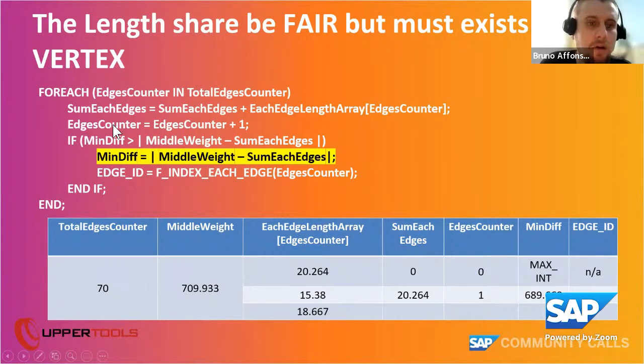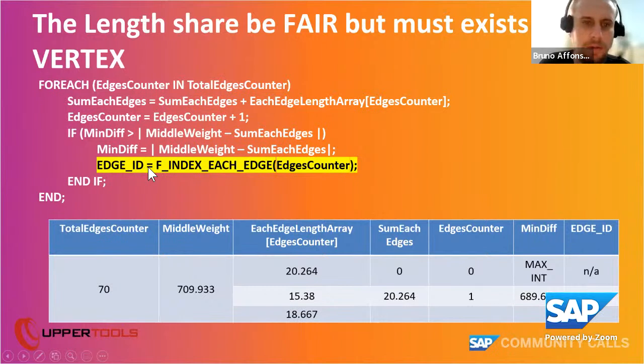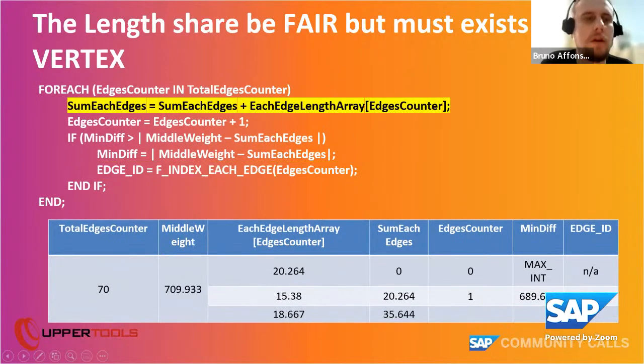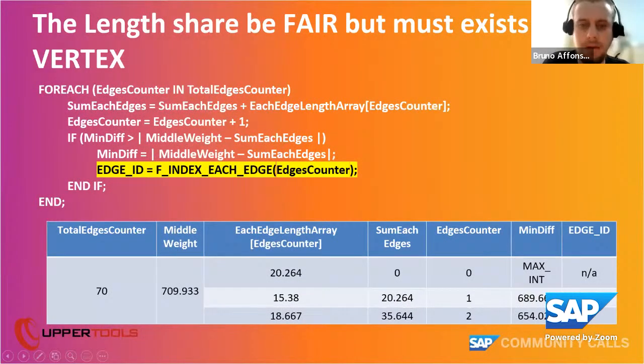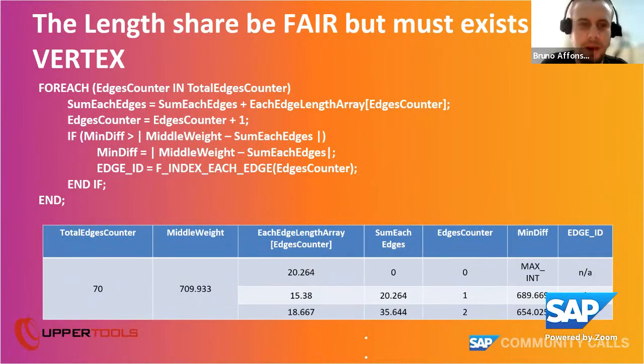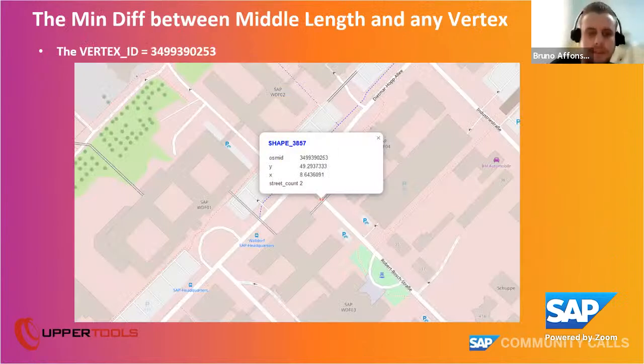The if conditional will see if the minimum difference is greater than the absolute value of the difference between the middle weight and the sum of each edge, which is true. So if it's true, the minimum difference will be updated with this value, and we get the corresponding index edge. Okay, so we start again, and the values will be updated. The conditional will be satisfied, and this keeps rolling until the edge counter is equal to the total edge counter, right? So we break the loop, and we find a vertex.